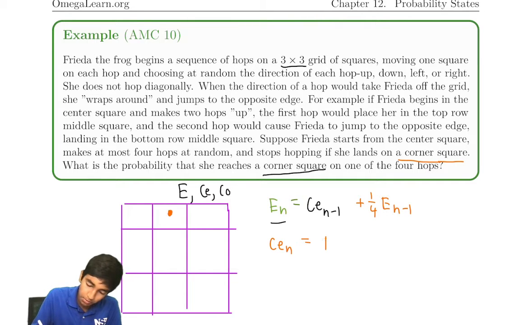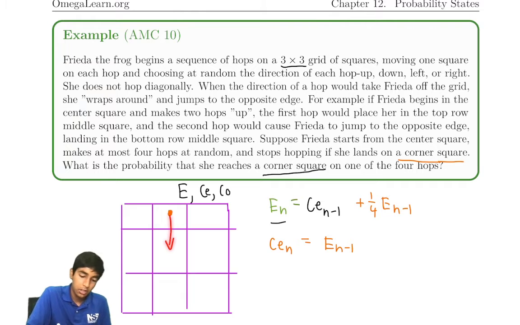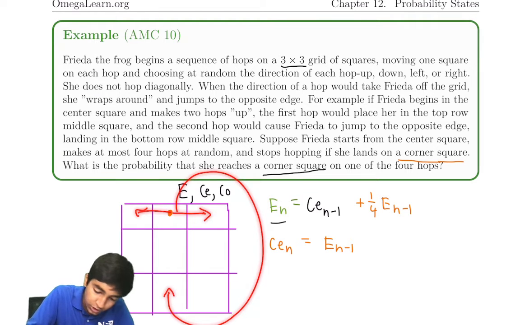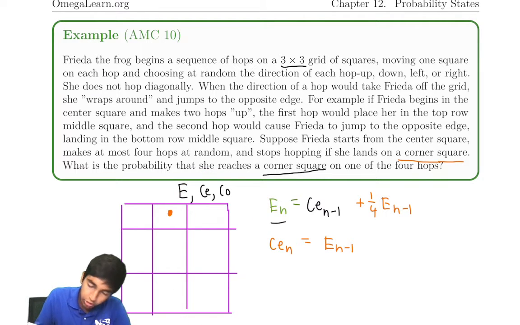If we're on an edge, what's the probability of going to the center? So e of n minus 1, but it's not always guaranteed. From here, we have four choices. One of them is going back to the center, two of them are going to corners, and one of them is going to another edge. So there's only a 1/4 chance that it goes to the center from one of the edges. Okay.